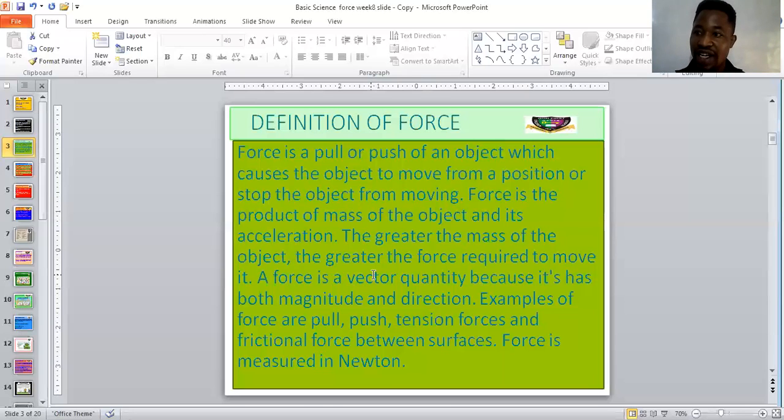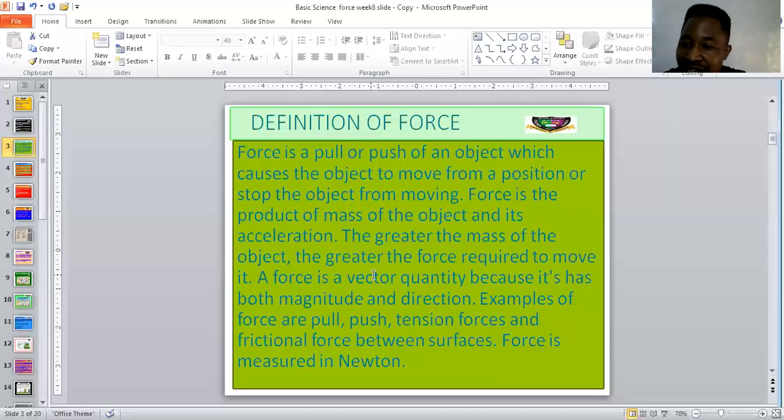I repeat what I just said. For you to push a car, you require the equal weight of that car. The same force is required to push the car. Therefore, one person cannot push a car. You need to get people that will equal the weight of the car to get the car pushed.